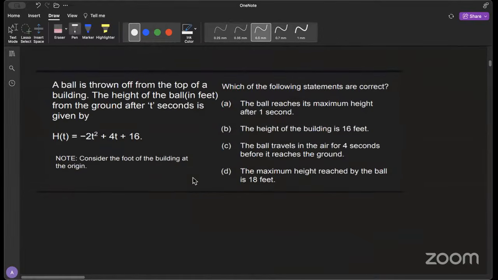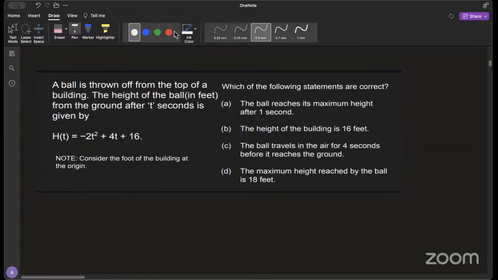Is anyone done with this question? Ma'am, I hope the third option is right. Option D, ma'am. Okay, let's quickly go through the question and the options.